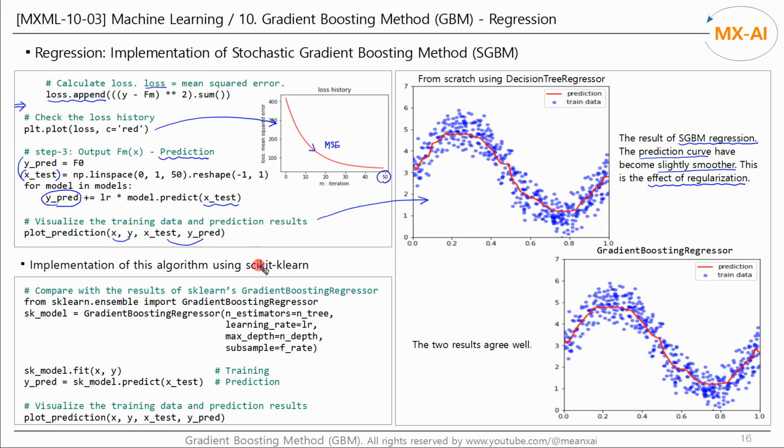This time, we will use scikit-learn's gradient boosting regressor. The subsampling rate is set to 50%. Fit this model to the training data, and predict the Y value of the test data. The result looks like this. You can see that the two results are similar. Because the data is randomly sampled, the two results will not match exactly.